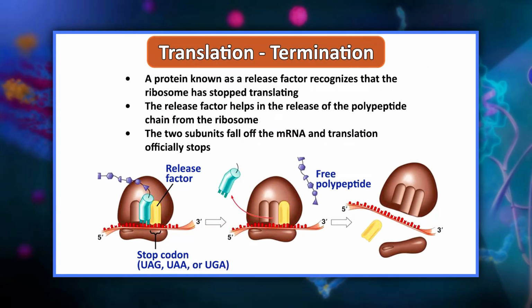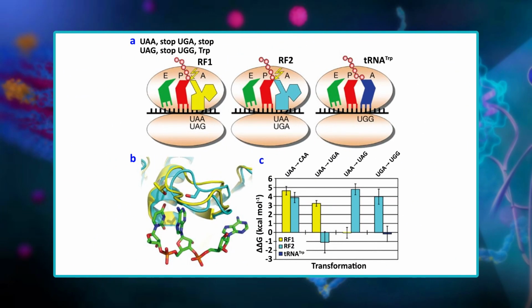Dear students, let's now discuss the last step of translation or protein synthesis, that is the termination. Polypeptides, like all good things, must eventually come to an end. So translation ends in a process called termination. Termination happens when a stop codon in the mRNA, that's UAA, UAG or UGA, enters the A site, that is the acceptor site of the ribosome.